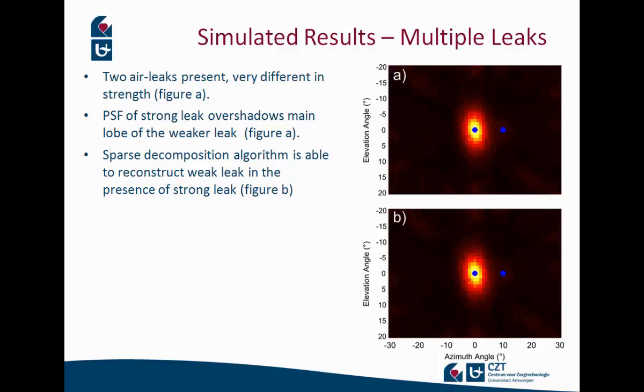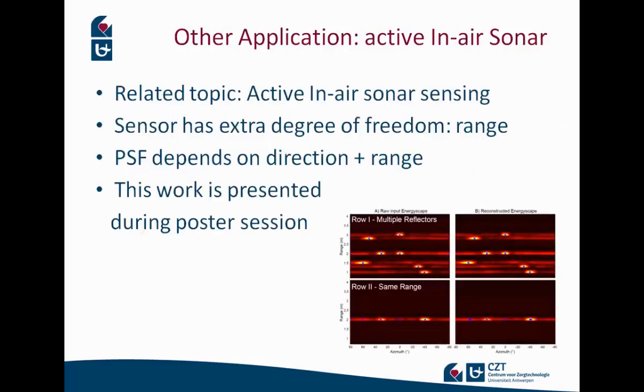On a closely related topic, like I hinted before, we also work in active sonar sensing. And there, the point spread function has this extra degree of freedom, namely the range. You emit a pulse, you wait for the echoes, you measure the range, and also you measure with the same array the angle of arrival, and then you have this acoustic image consisting of 3 dimensions, the range, and then the direction. We have applied this similar technique on that problem as well.